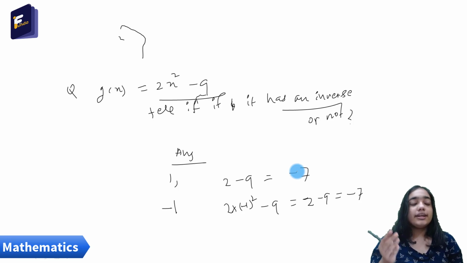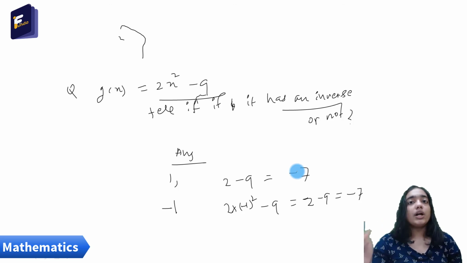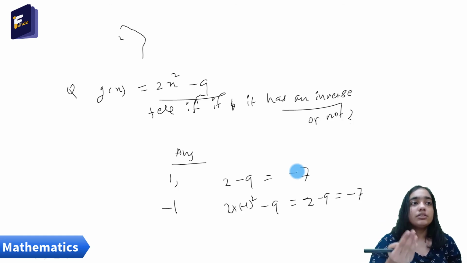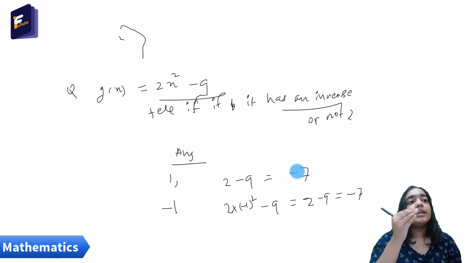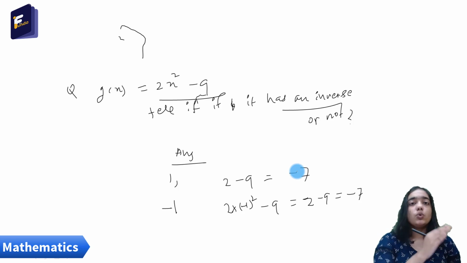Now you think that it violates the basic definition of function. The definition of function is that for every input we will get only one output. But in this new function that we call the inverse of g, for input minus 7 we are getting two outputs, that is 1 and minus 1, which is not possible. So that new function is not a function at all. Okay. So from this we can conclude that g of x doesn't have an inverse. Okay, it has no inverse.